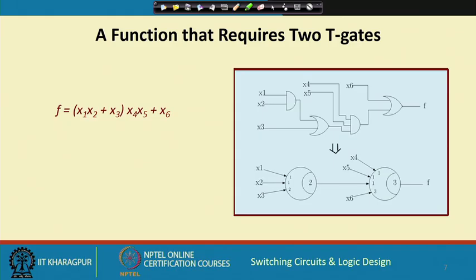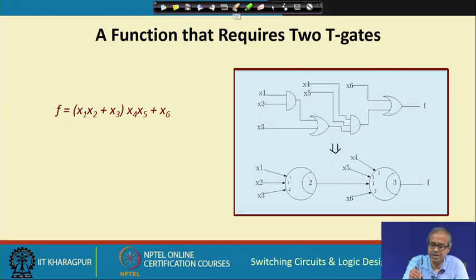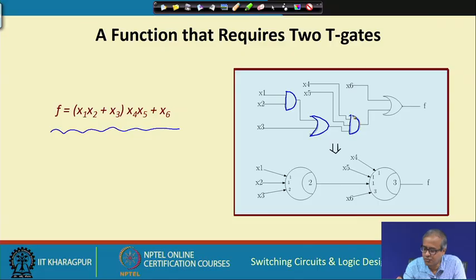Let us take another example where we are showing a function that requires more than one threshold gate for implementation. So, here I am just showing the final solution, not going through the steps. This is a function of 6 variables. The lines are faint, but I am actually showing the gates. Using conventional logic, you will require 4 gates to implement, 2 AND gates and 2 OR gates.